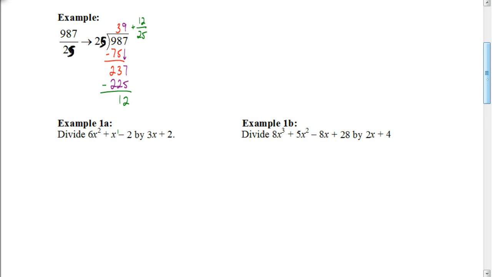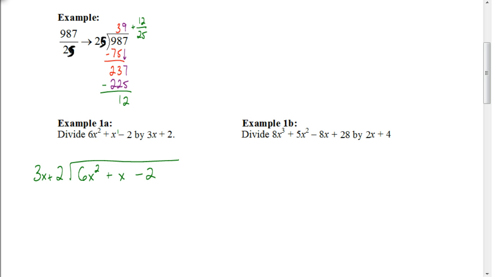So let's look at how we would divide this now. We also need to make sure the same thing with our divisor, the 3x plus 2. We also want to make sure that that's not missing any pieces. So it's going from an exponent of 1 to no exponents at all. So we're good with both of these parts. So we're going to divide these. We're going to put the divisor, the 3x plus 2, outside our box. And then we'll have 6x squared plus x minus 2 inside of there.